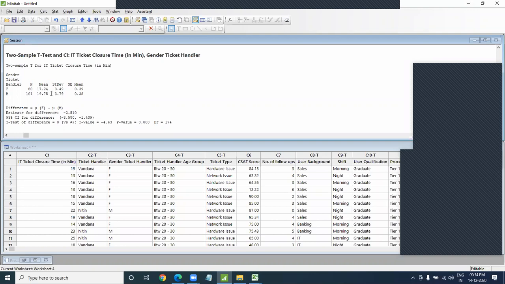Now, a few questions we need to ask ourselves on how to read and interpret this. We are looking at 80 data points for female and 101 data points for male. That's sample data, and you don't need to have equal sizes. That's not required. First question: do I see a difference in the average performance? Yes, the female average is 17.24, the male average is 19.75. Is this difference large enough? Can I call it a statistically significant difference?